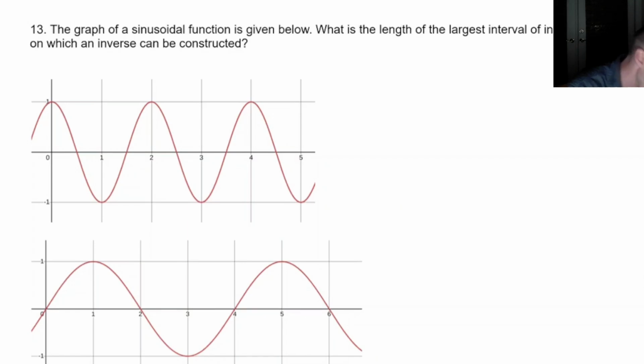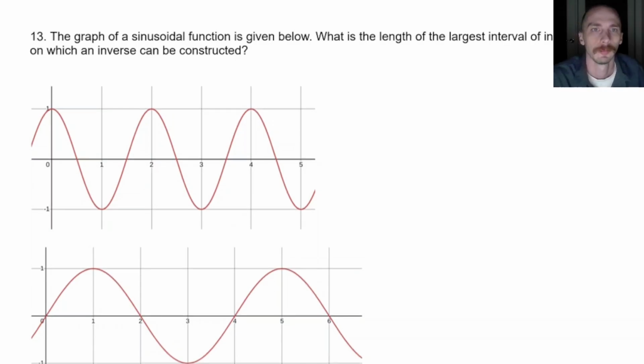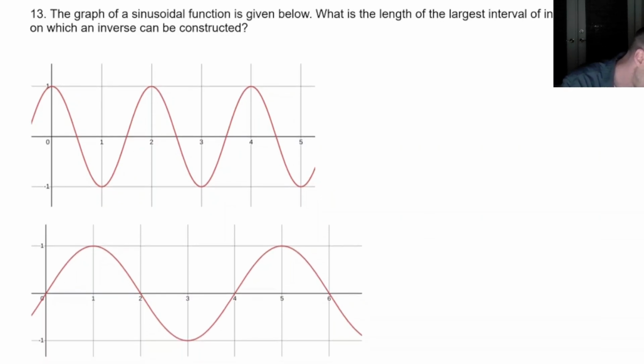All right, the graph of a sinusoidal function is given below. What is the length of the largest interval of input values on which an inverse can be constructed? I was waiting for these. This is kind of where we started our discussion of inverse trig, and I was expecting it to be on the quiz next time. So here we are. I had to check and make sure this is the last page of the homework. We're almost done.